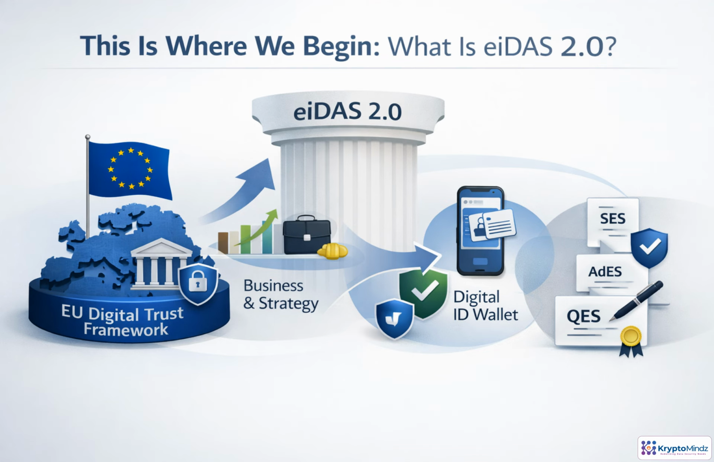eIDAS 2.0 is the European framework for trusted digital interactions across borders. It provides shared infrastructure so people, businesses, and public services can recognize identities, signatures, and trust services consistently. That foundation shapes how digital wallets and electronic signatures can be designed, accepted, and scaled across the EU.